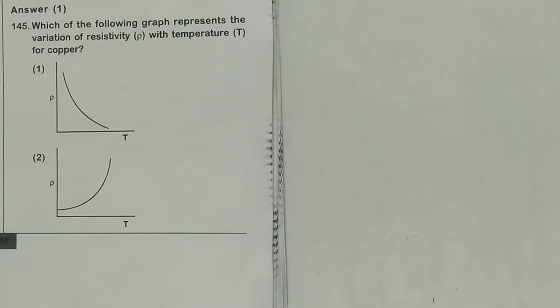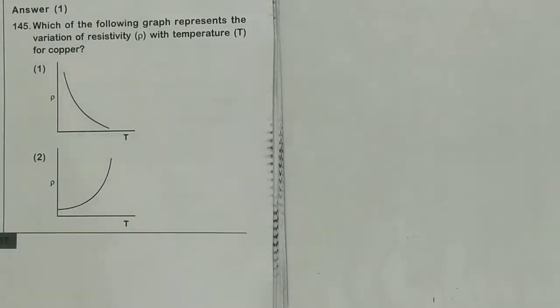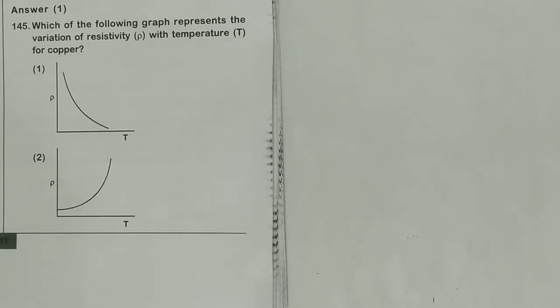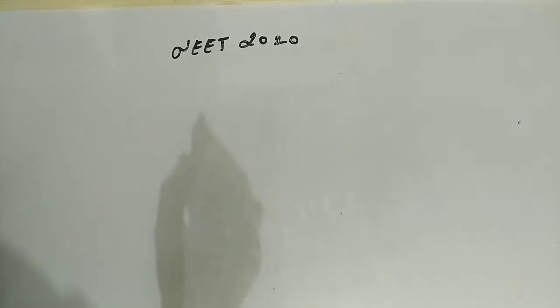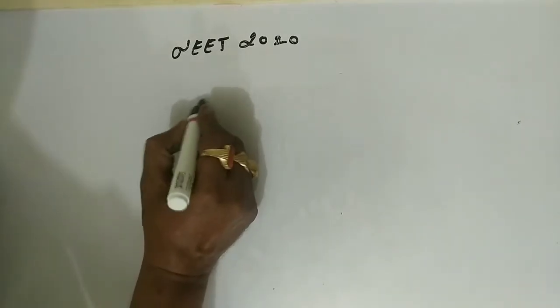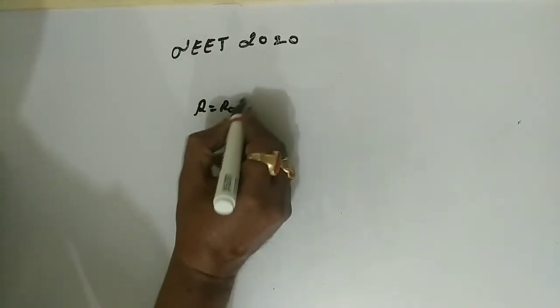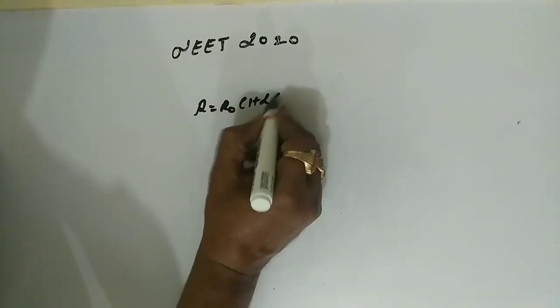Next, 145th question, that is nothing but the 10th question. Which of the following graph represents the variation of the resistivity with temperature for copper? Copper belongs to conductors. Then I go for the equation. From the relation between resistance and temperature for the conductor, R equals R naught into bracket 1 plus alpha into delta T.